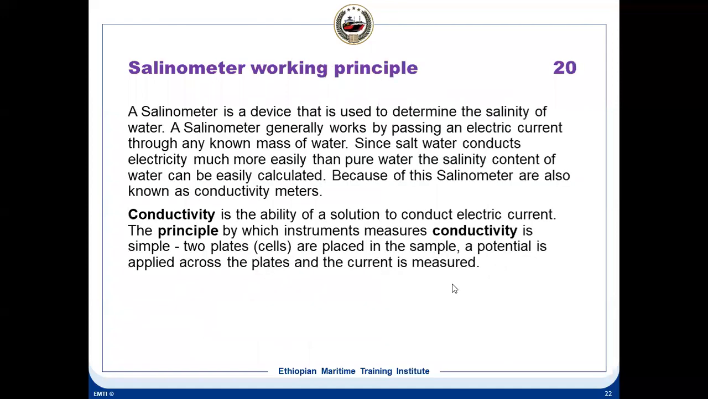So the basic working principle of a salinometer is the principle by which the instrument measures the conductivity. Two plates are placed in the water sample, a potential is applied across the plates, and the current is measured. Okay.